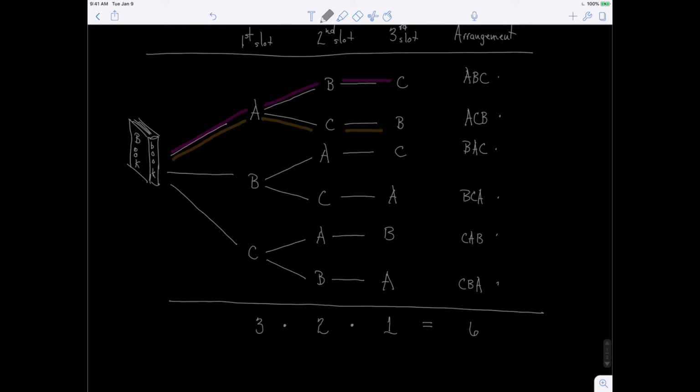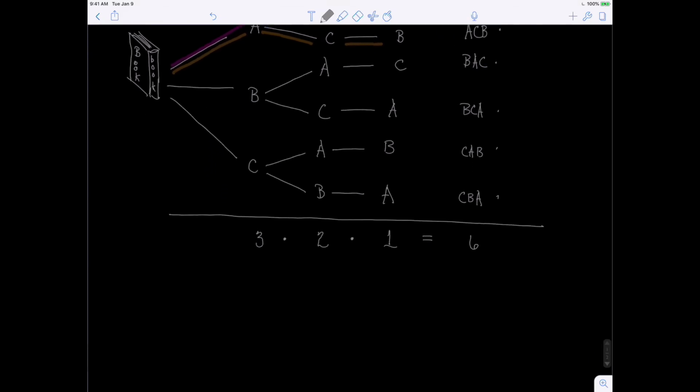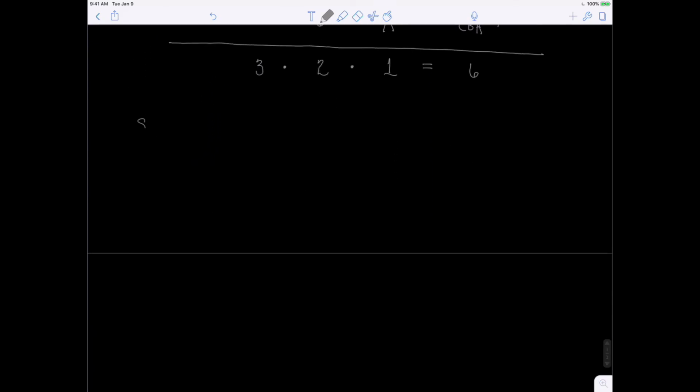And so now let's make this a little more interesting, a little bit more challenging. So now suppose we have 7 books on a shelf. Suppose we have 7 books. And again, the question is, how many ways to organize 7 books on a shelf?